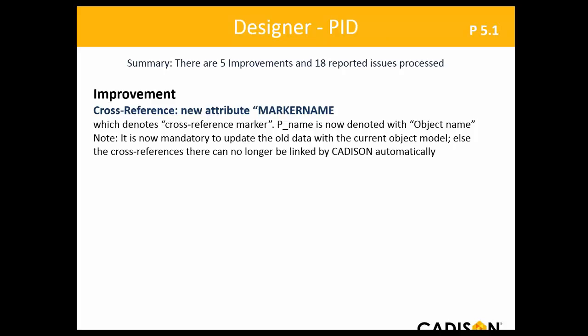Here is a very important point, the cross references, and we have made, I would say, a bigger change. Earlier it was a P name, that was the ID from this part, and now we have a new attribute, it's called marker name, and with this marker name that is a real ID, and the object name is then the P name. And it's very important that you work with this.